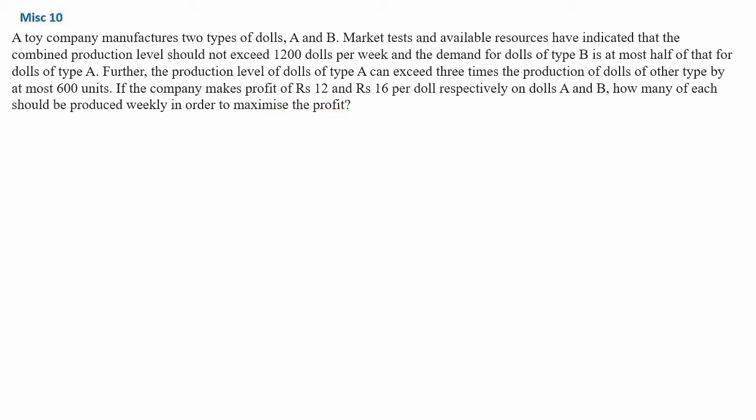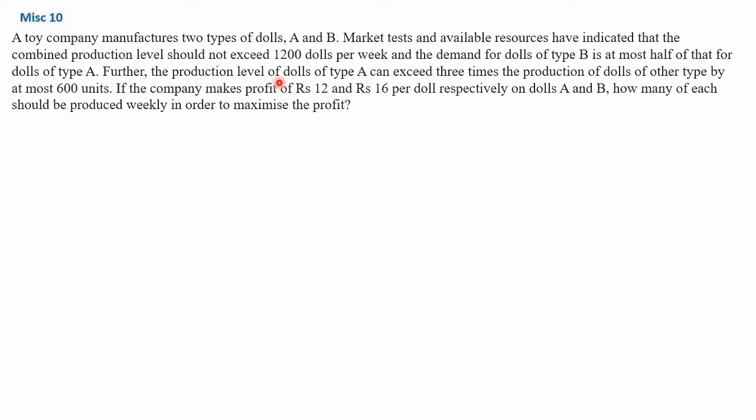Here, let's go through the question once again. A company manufactures two types of dolls, A and B. And there are some market tests they have conducted, and the results say that the combined production level should not exceed 1,200 dolls per week. Combined means number of toys of type A and number of toys of type B together should not exceed 1,200. And there are some other conditions. Demand for dolls of type B is at most half of that for dolls of type A.